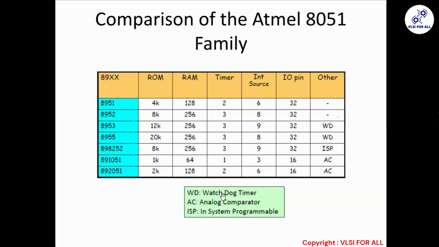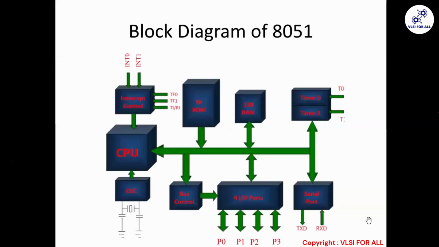Even the names try to explain what they can do. What is a watchdog timer? It can keep a watch on some process. Analog comparator: everything is digital when we talk about a microcontroller, but somewhere if analog comparison is required, when we are dealing with analog input, we need the analog comparison, so that is also present there. In-system programmable means when the microcontroller is in the system and you want to change the programming there. Okay, we don't have to go into much detail. I'll come out of it.